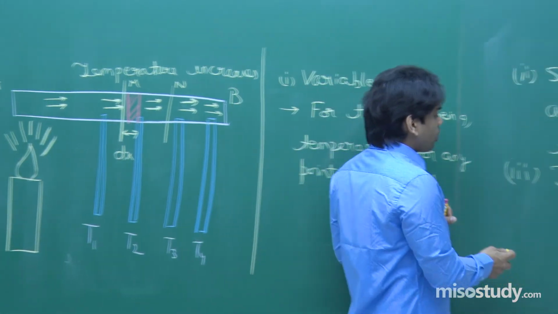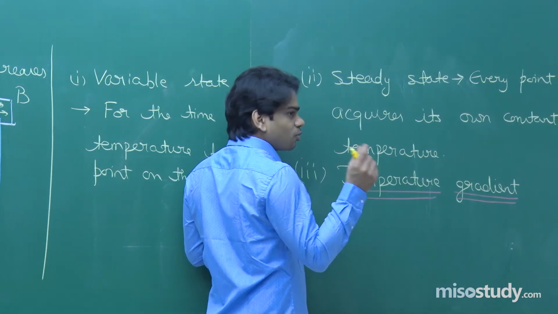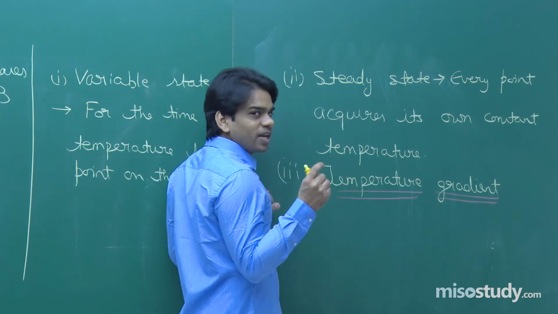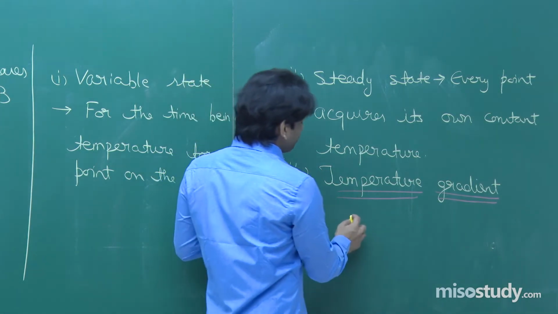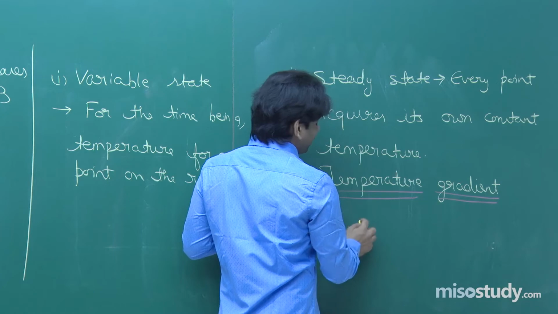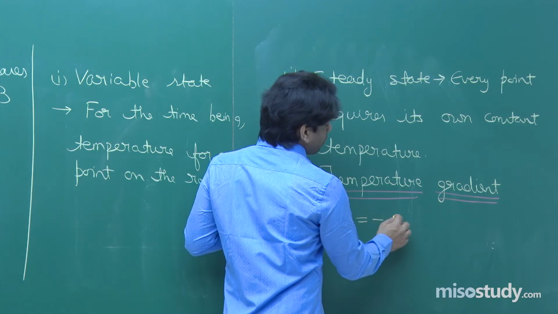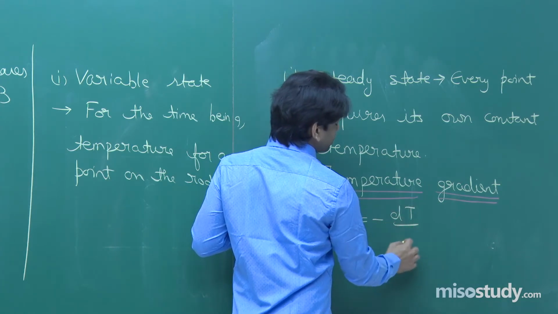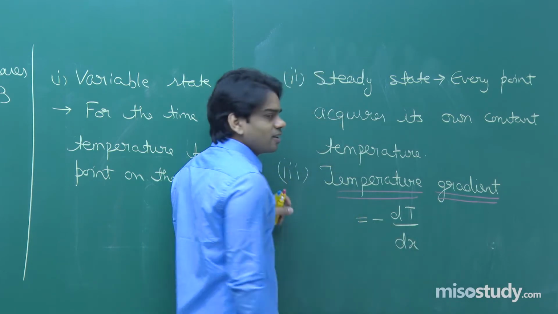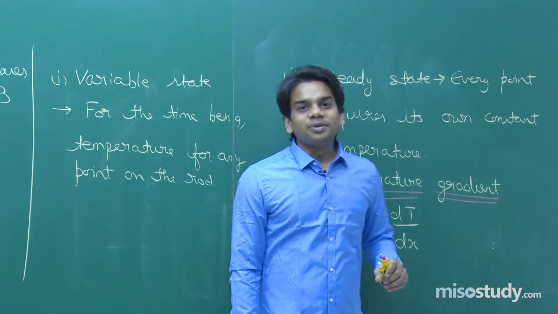So let me say from right hand to left hand, for an infinitesimally small element, we have change in temperature as dt. So temperature gradient will be given as equal to minus dt by dx. Why minus? Because dt is change in temperature.